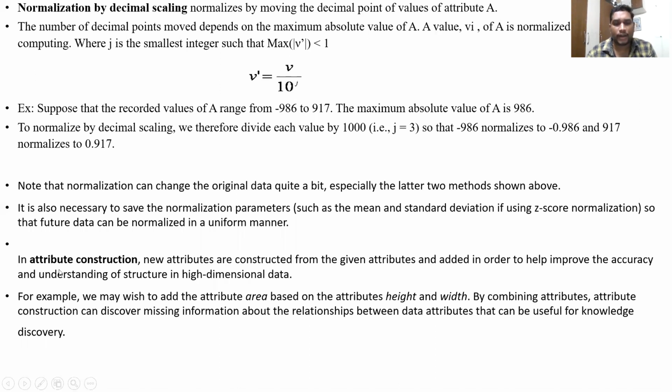Next is a simple feature called attribute construction, where you construct new attributes from the given attributes and add them in order to help improve the accuracy and understanding of structure in high-dimensional data. For example, you may wish to add the attribute area. You calculate area based on the attributes height and width. By combining attributes, attribute construction can discover missing information about the relationship between data attributes, which can be useful for knowledge discovery.